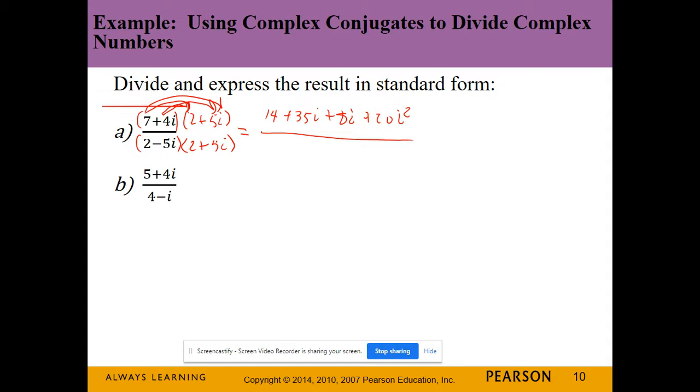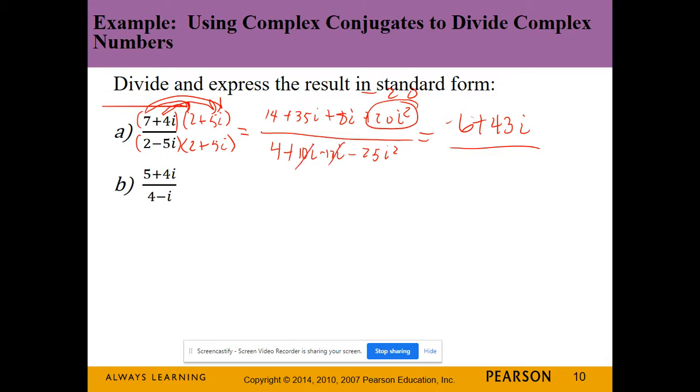For the denominator here, 2 times 2 is 4. 2 times 5i is plus 10i. Negative 5i times 2 is negative 10i. Then negative 5i times 5i is negative 25i squared. Up here in the numerator again, this part here will turn into negative 20. We'll combine that with the 14 to get negative 6. 35i plus 8i is 43i. In the denominator, those middle terms will cancel out.